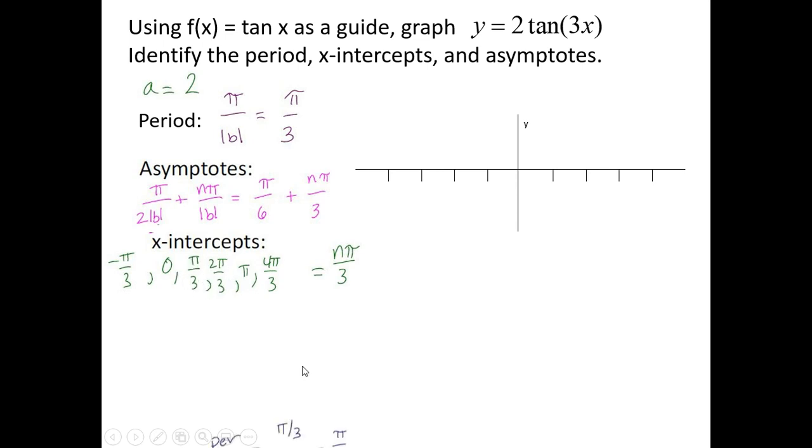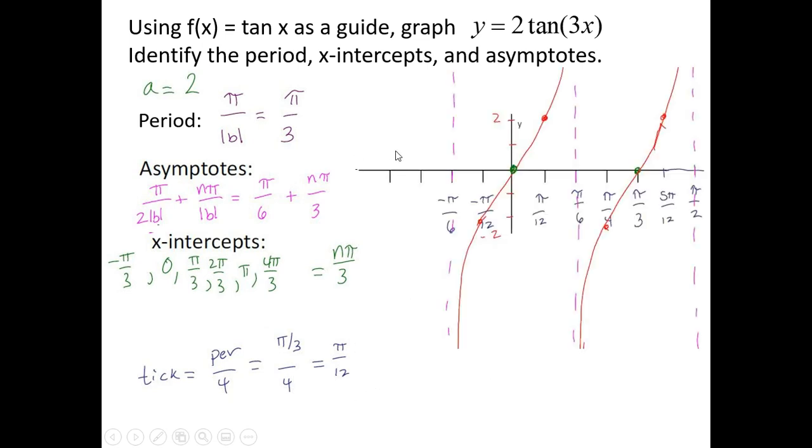So let's graph to see what it looks like. Again, my tick is my period, which is pi over 3 divided by 4, so pi over 12. So here I've got a tick mark at negative pi over 12, negative pi over 6, and then positively pi over 12, pi over 6, pi over 4, pi over 3, 5 pi over 12, pi over 2. So that would be 1 pi over 12, 2 pi over 12, 3 pi over 12, 4 pi over 12, 5 pi over 12, 6 pi over 12.